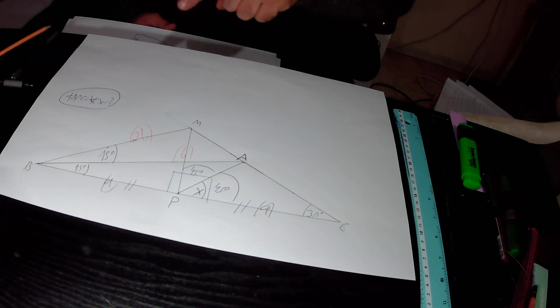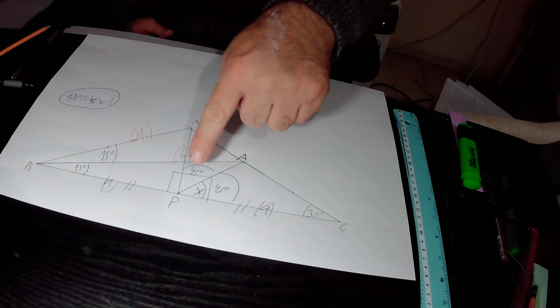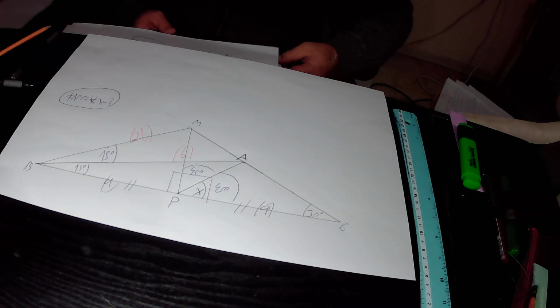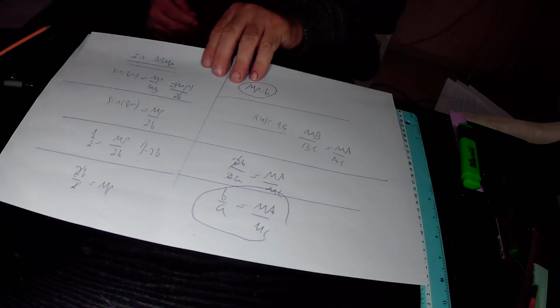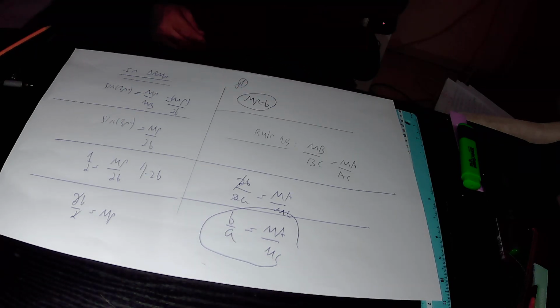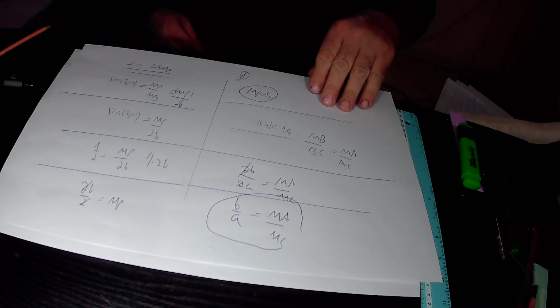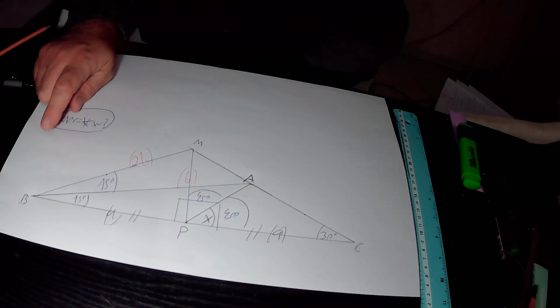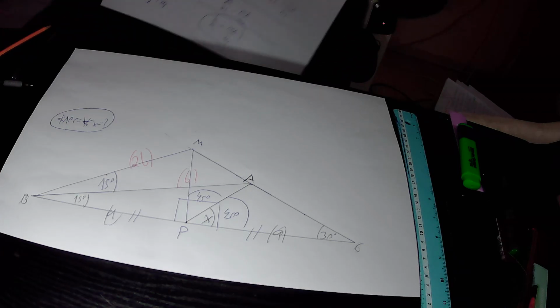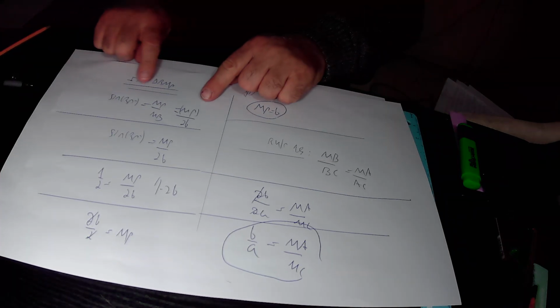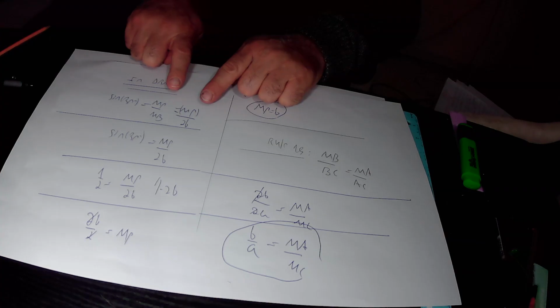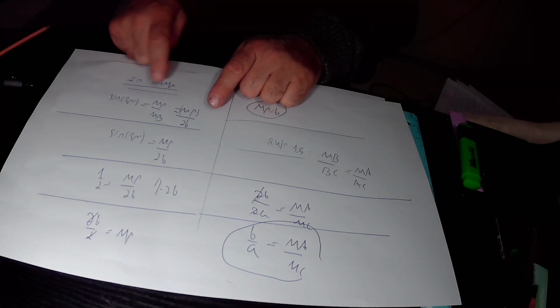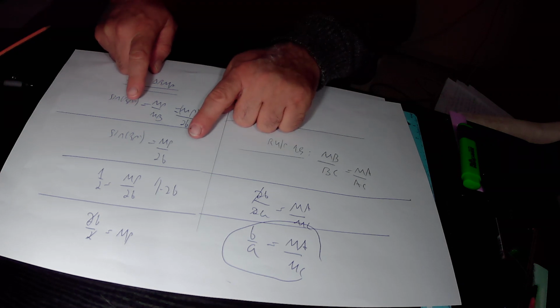In the right triangle BMP, sin 40 degrees equals MP over MB. Let me define the hypotenuse MB as 2B, and therefore sin 40 degrees equals MP over 2B.